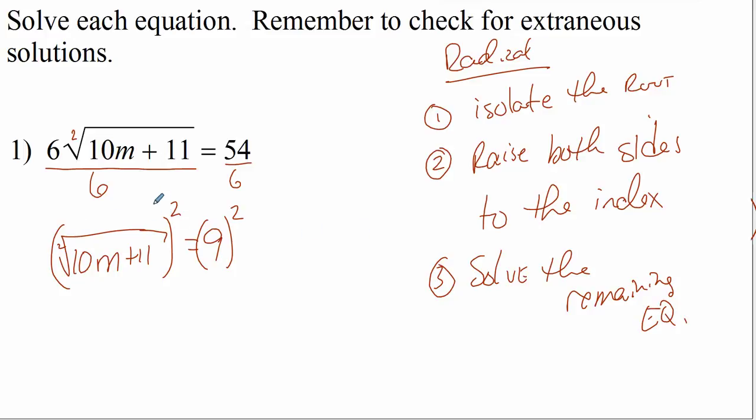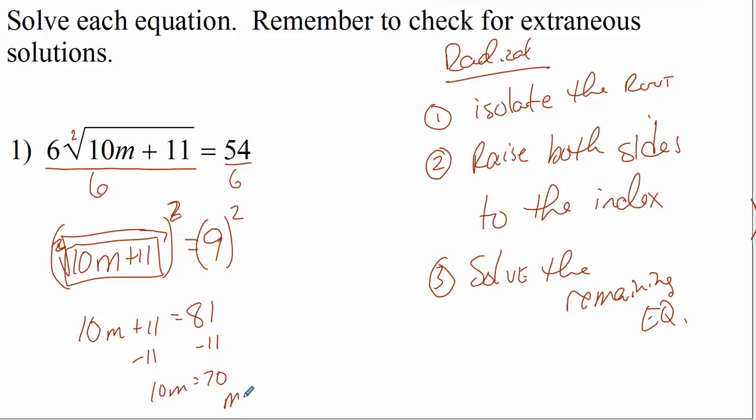What does that mean? Anytime I square a square root, or if I raise a root to the index, which is right here, then I only get what's left inside. So it's 10m plus 11 equals 81. Now this is a multi-step equation. Actually, it's 2 steps, so it's a little easier. Minus 11, 10m equals 70, m equals 7.